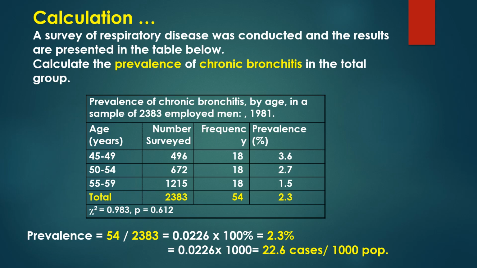We can also use another multiplier. If we multiply by 1,000, this will equal 22.6 cases per 1,000 population. If we multiply by 1,000, we will get the number of cases per 1,000 population, and that would be the prevalence. So it is very simple to calculate prevalence.